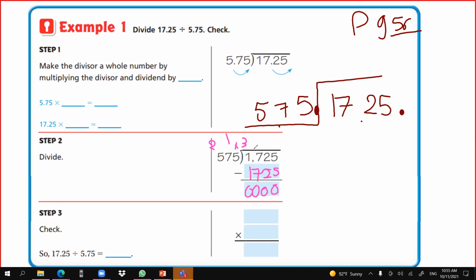Now how will you check your answer? You multiply 575 by 3. 3 times 5 is 15. 3 times 7 is 21, plus 1 is 22. 3 times 5 is 15, plus 1 is 17. So it's 1,725. Is it clear?